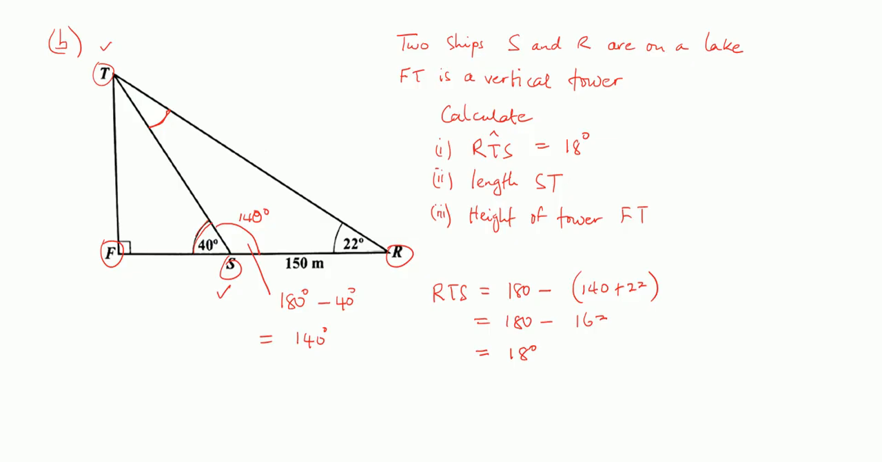So they want ST. So let's see which rule we're going to use here. So we know this angle here is, we just worked out, this is 18 degrees. Right? We know this is 140 and this is 22. So we have all the angles within the triangle. And they've given us one of the lengths. They've given us SR. Now, if you want to find ST, which is this length here, this length here.